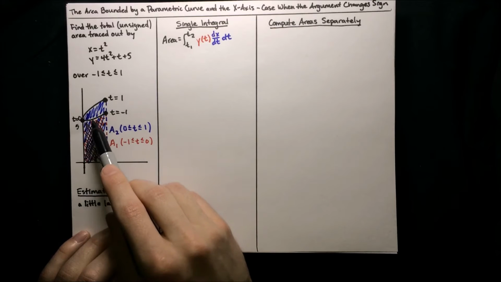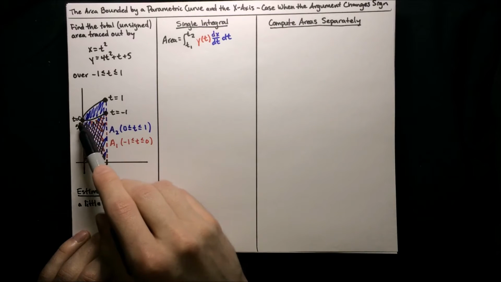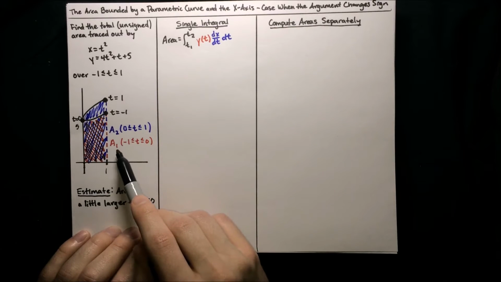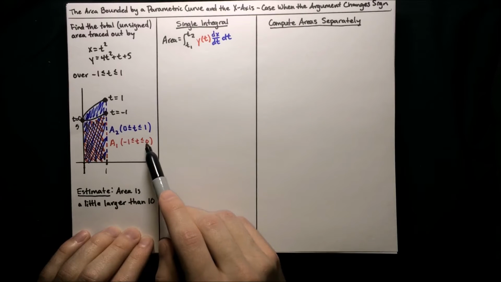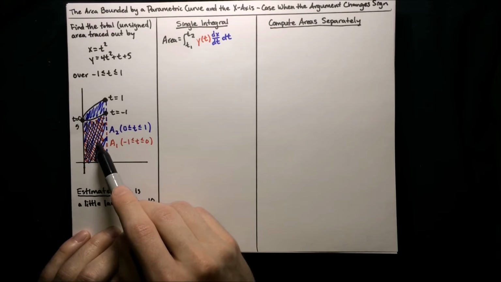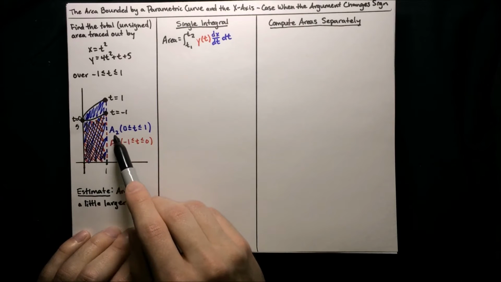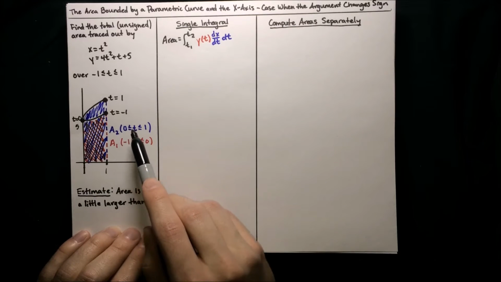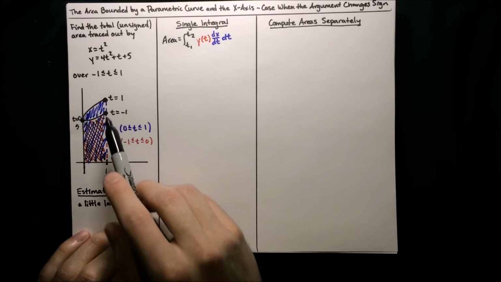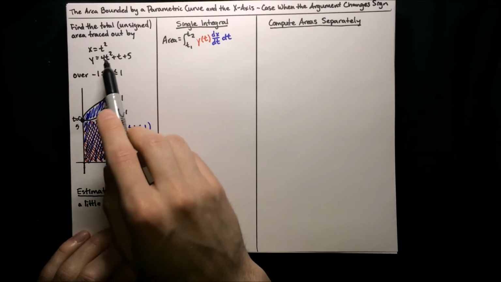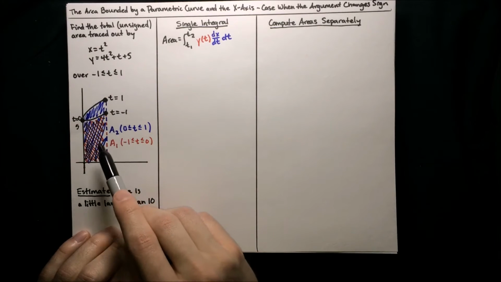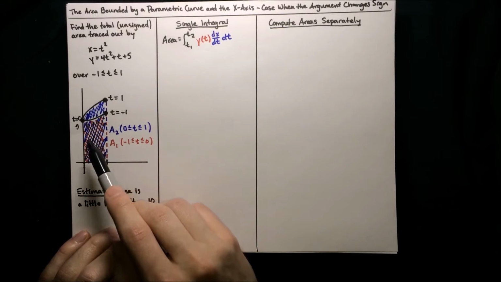There are really two areas here. There's the area below the bottom swoop, that's area 1, as t ranges from -1 to 0, indicated in red. And there's also area 2, which is below the top swoop, and that's in blue, that's as t ranges from 0 to 1. We want to find the total unsigned area traced out by the function, so that means we want to find the sum of both of these areas.